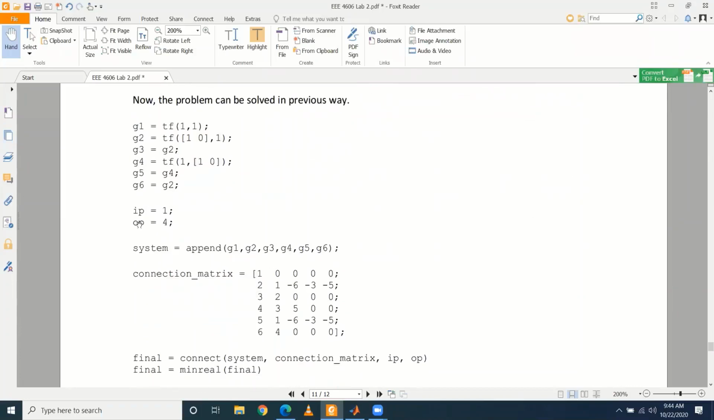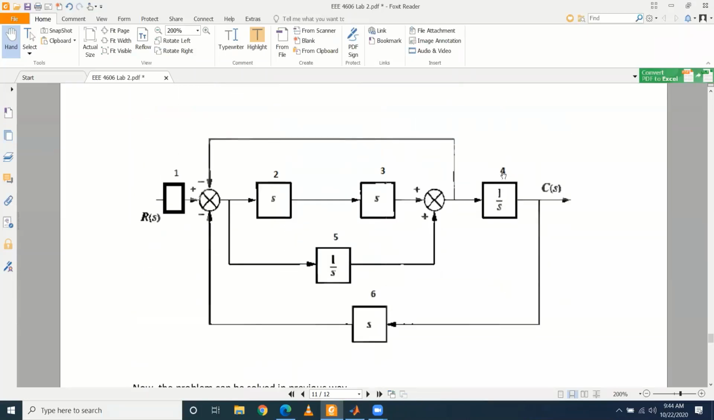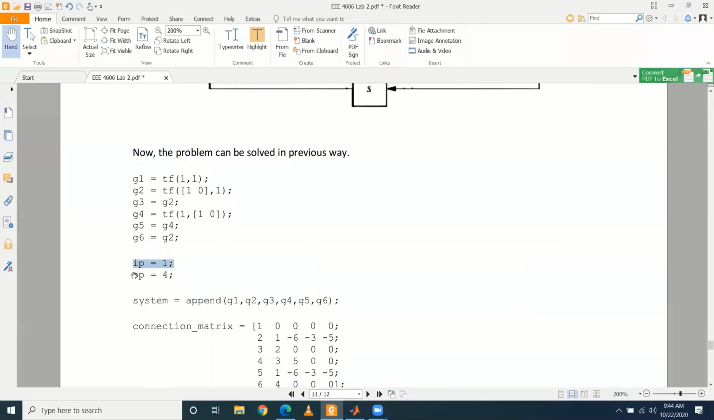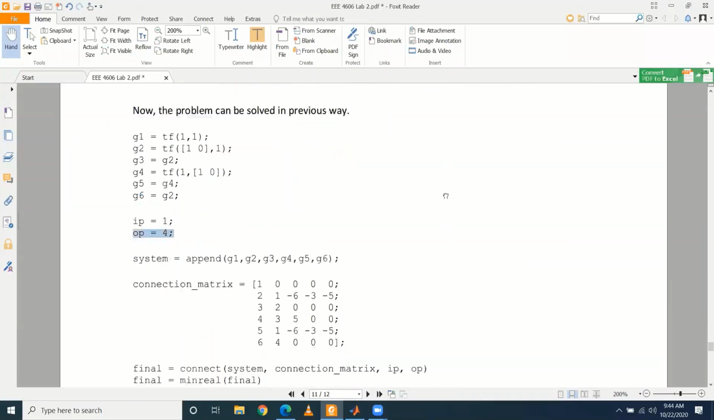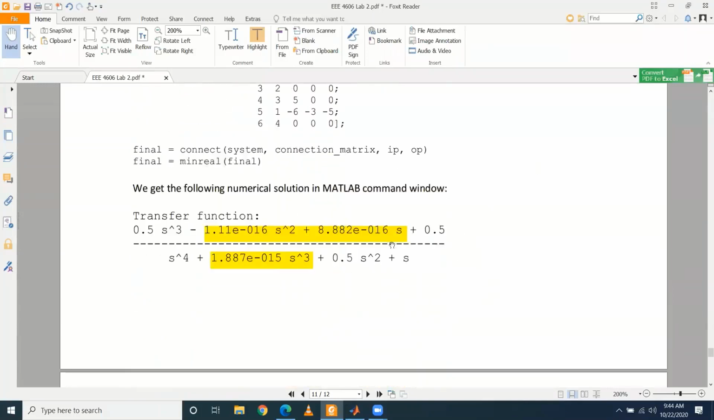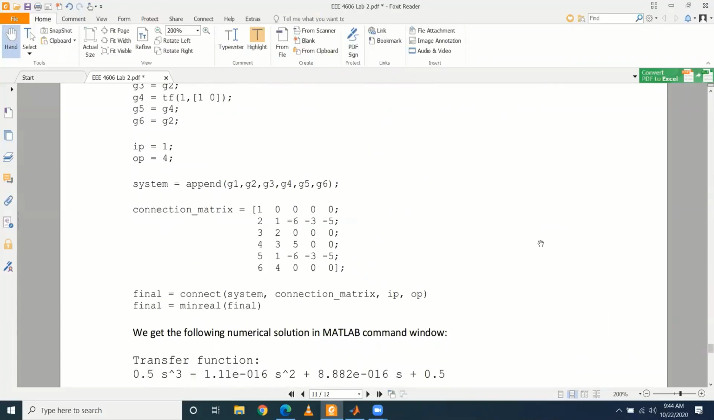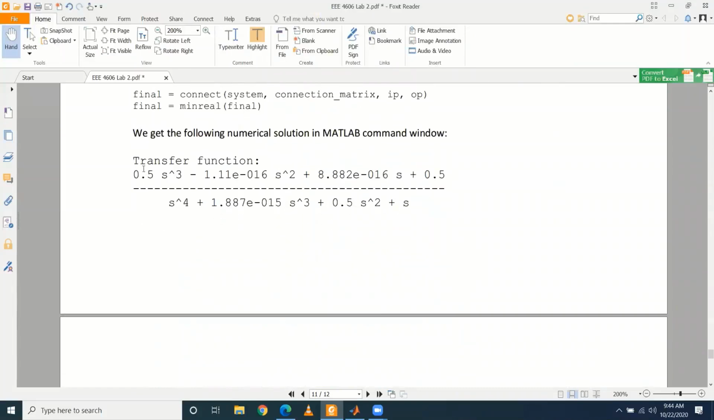Append, then connection matrix. As you can see, the input is going into block 1 only, IP equal to 1. The output is coming out of block 4, so OP equal to 4. We have our system, append, connection matrix, same. Everything is the same, so I'm not running this one. It's the same thing. Lastly, this is the transfer function that we'll get.